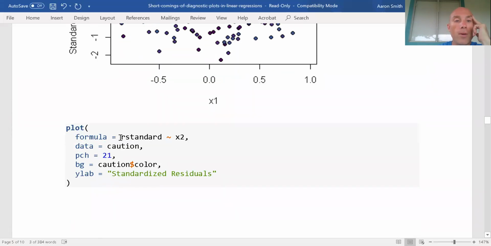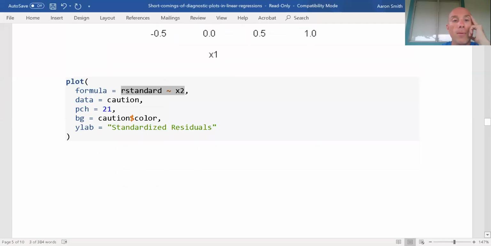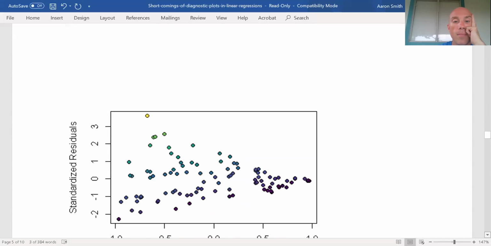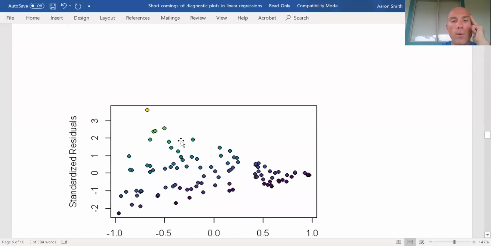Now let's look at the standardized residuals by the second predictor variable. And we see a triangular region. Now this doesn't really tell me what I should try, what would work. You know, what do you attempt to do? I don't know.